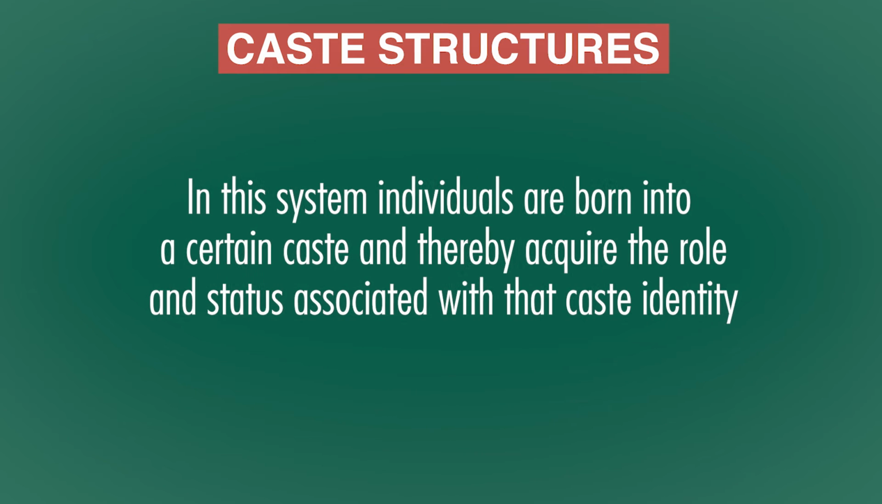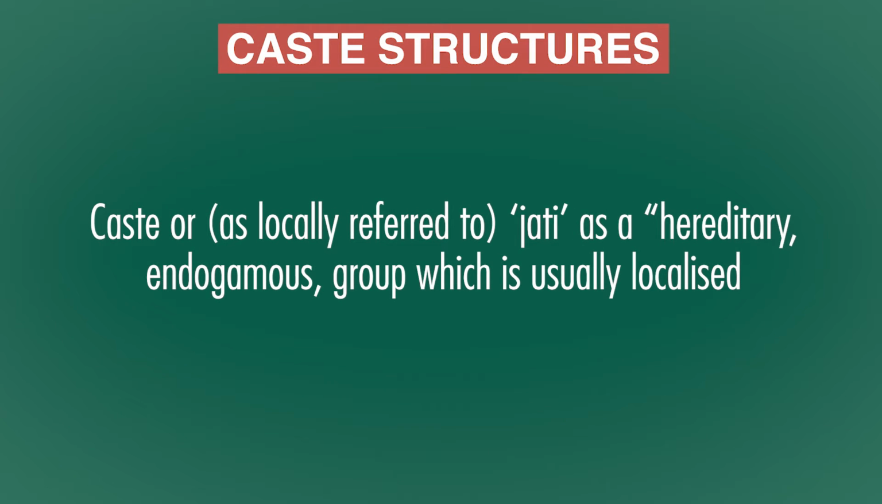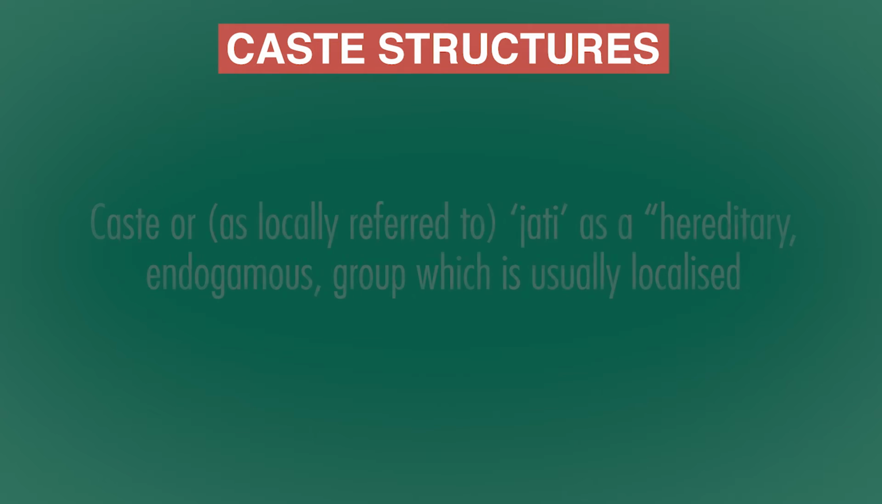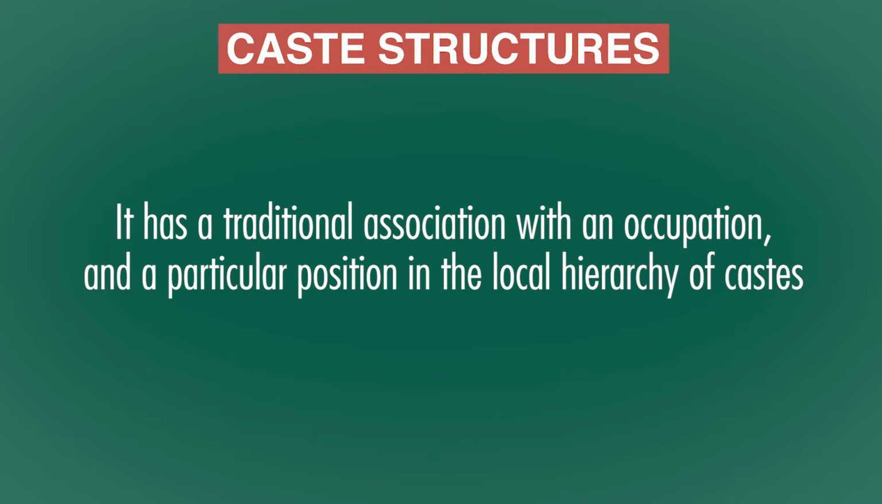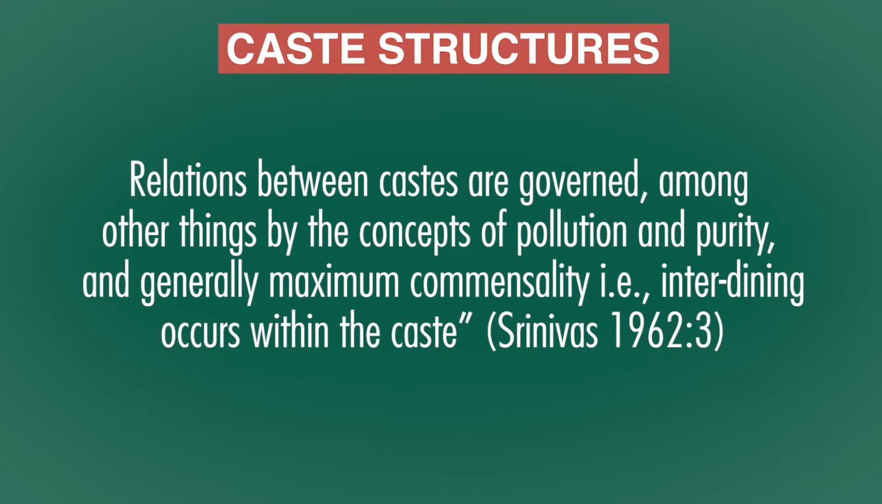In the system, individuals are born into a certain caste and thereby acquire the role and status associated with the caste identity. Sociologists have defined caste, which is locally referred to as jati, as a hereditary endogamous group which is usually localized. It has traditional association with an occupation and particular position on the local hierarchy of caste. Relation between castes are governed, among other things, by the concept of pollution and purity, and generally maximum commensality, that is, interdining occurs within the caste. This definition describes the ideal form of caste system.